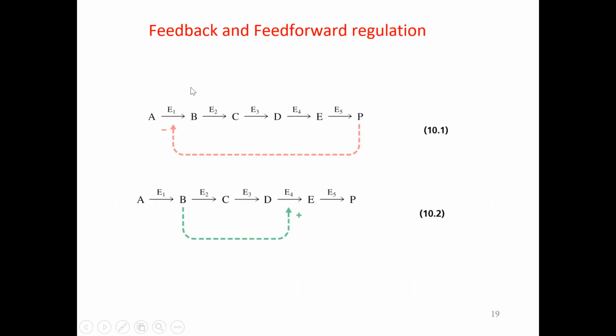But another type of regulation is feed-forward regulation. What do we mean by feed-forward regulation? In this case, it's the opposite of feedback. Feed-forward means that if we have accumulation of B in this pathway, it will make reaction E4, or the enzyme E4, go faster. So a reaction that happened early in the pathway and produced a product B will make a reaction that happened later in the pathway go faster. This is an example of feed-forward regulation that we will see in later lectures.